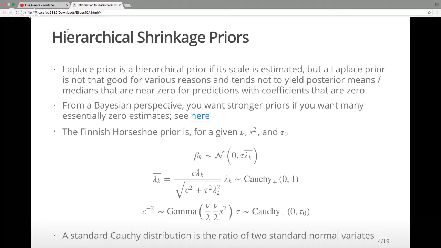And so you can implement this prior in rstanarm by specifying prior equals hs, and it takes arguments for s and tau 0, maybe some other things, to specify a prior like this, which is very concentrated near zero but has very heavy tails.